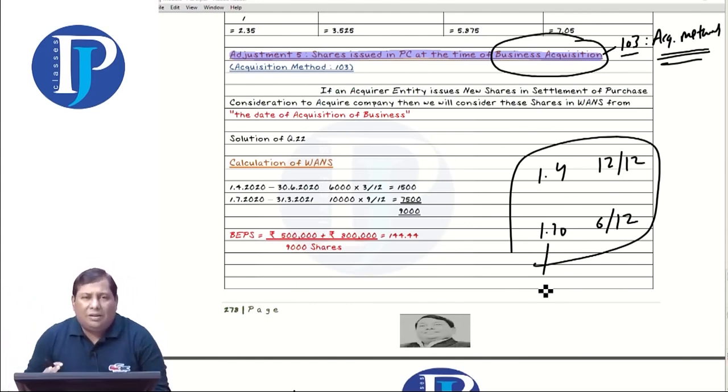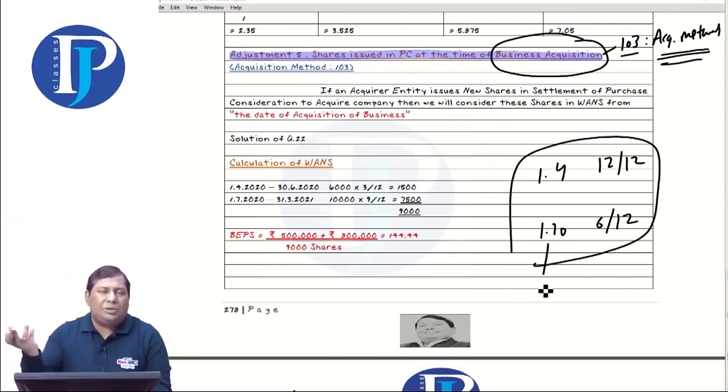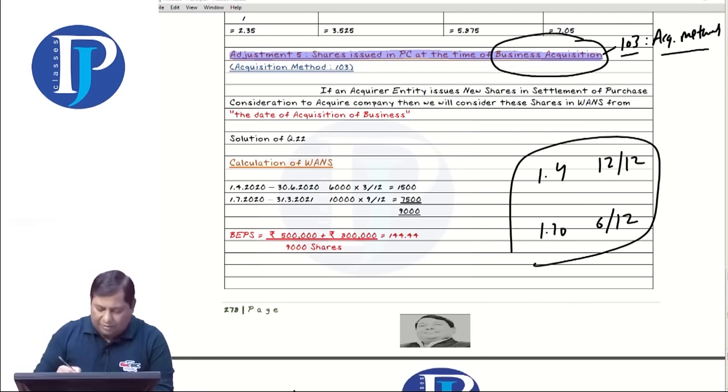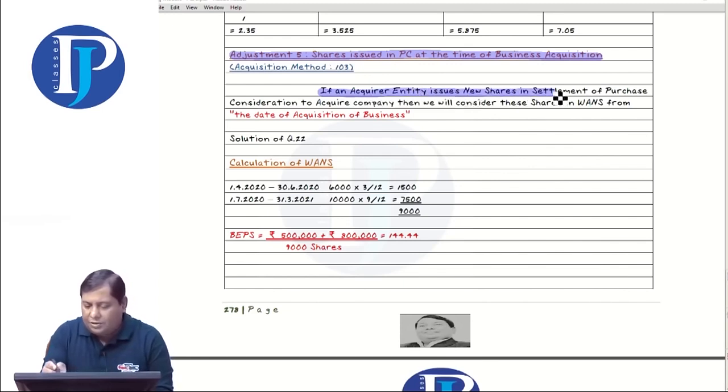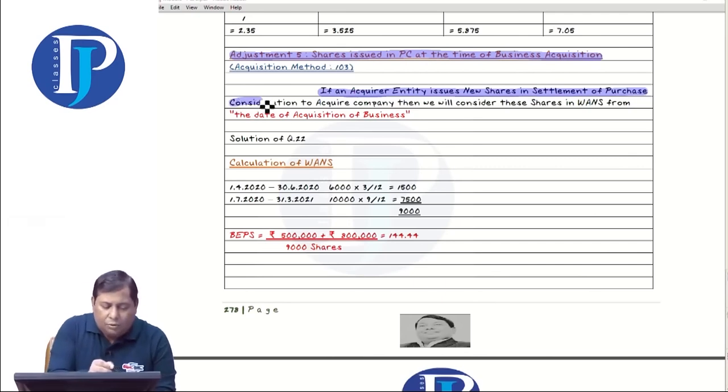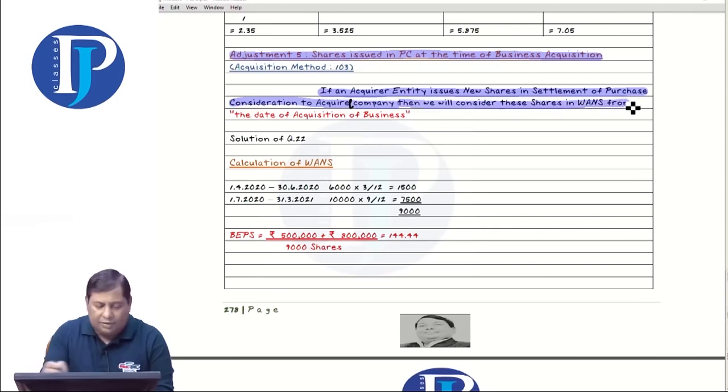There is no special treatment in this. The shares you would have issued to the acquiree in the purchase consideration settlement, just assume it like a new issue. There is nothing to be considered special. See this: if an acquirer entity issues new shares in settlement of PC to the acquiree company, then we will consider these shares in a weighted average from the date of acquisition of the business.